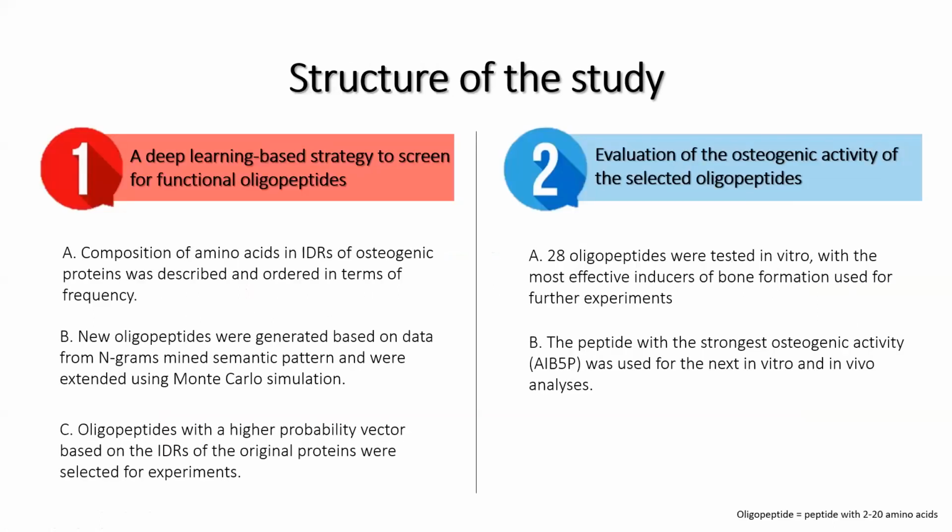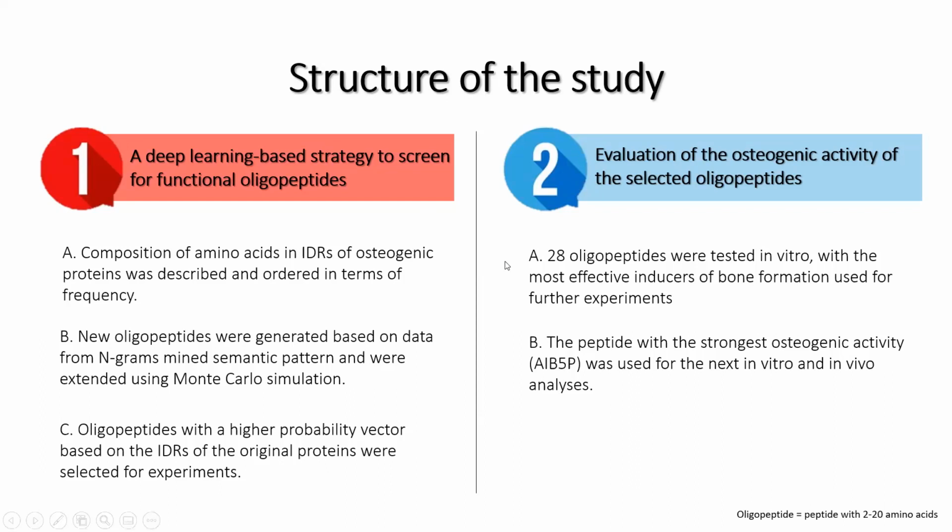So the two parts of the study, firstly is the informatics section. So how they did this is they took the composition of amino acids found in the IDRs of the osteogenic proteins. They ordered the amino acids in terms of their frequency in these regions, and then they generated new oligopeptides based on this data, and they used software such as N-grams and Monte Carlo to extend the oligopeptides. The oligopeptides that were produced and the ones that had the higher probability vectors were then selected for further experiments.